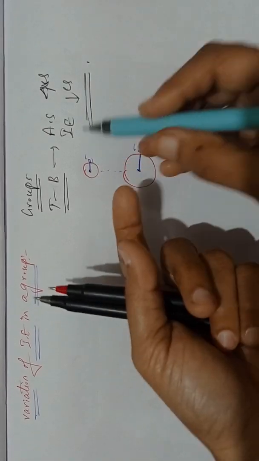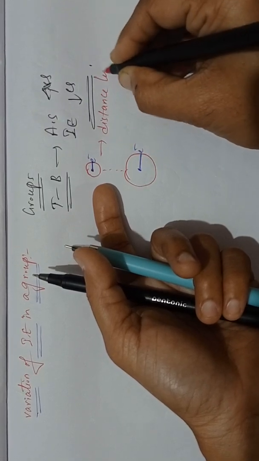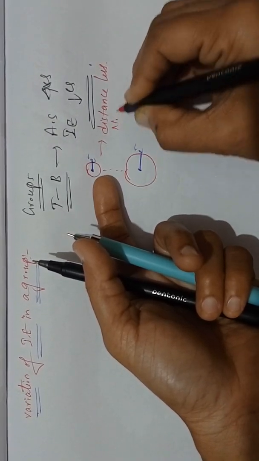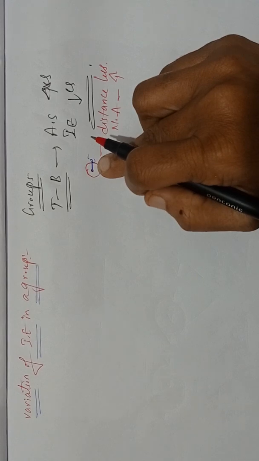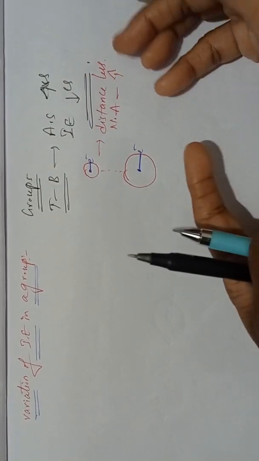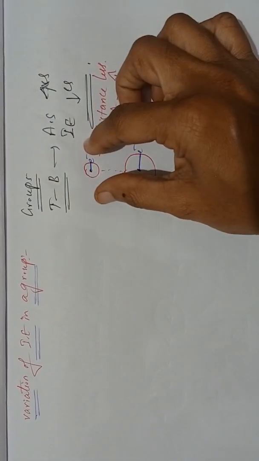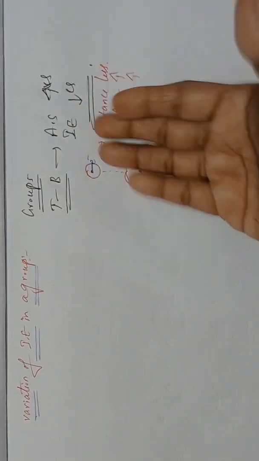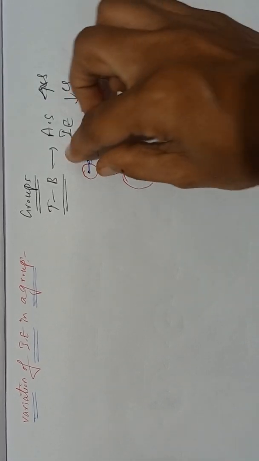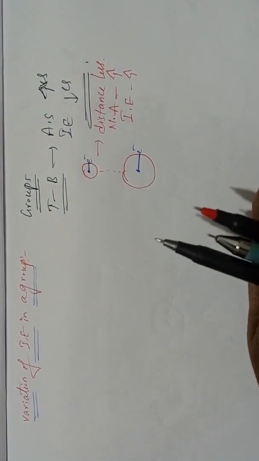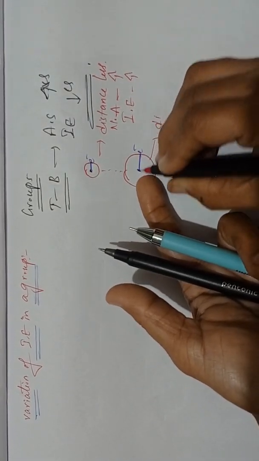Now here the distance is less. Distance less means nuclear attractions are more on the valence electrons. Nuclear attraction more means ionization energy is more, because the nucleus is not ready to lose electrons. So we have to supply more energy to remove the electron. That's why ionization energy is more. Now in this case, tell me, students, here the distance is more. Correct? From here to here the distance is more.